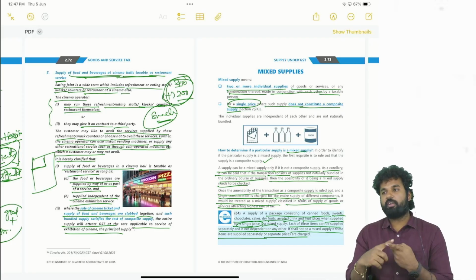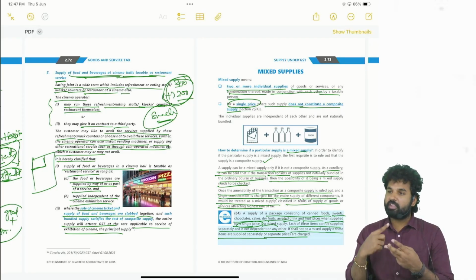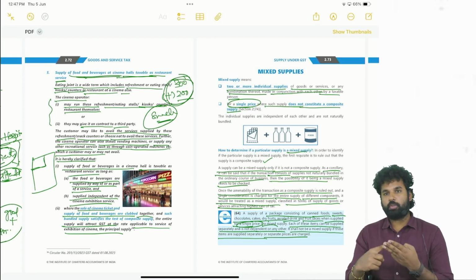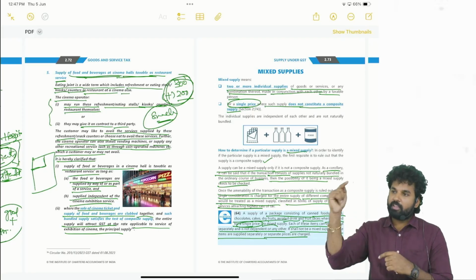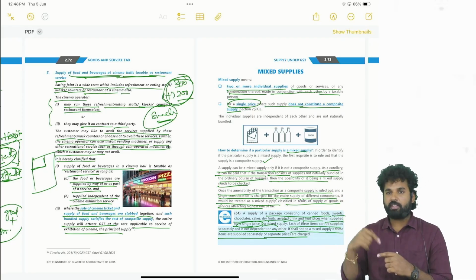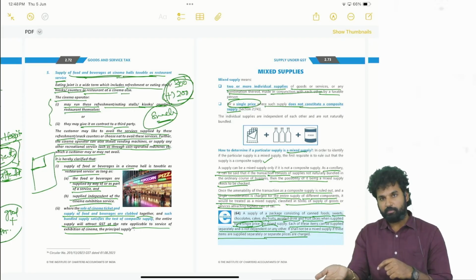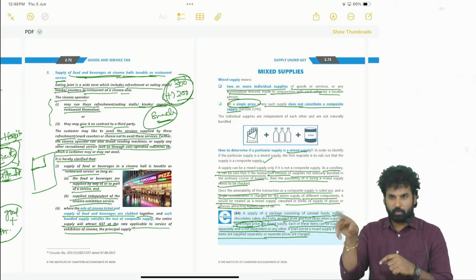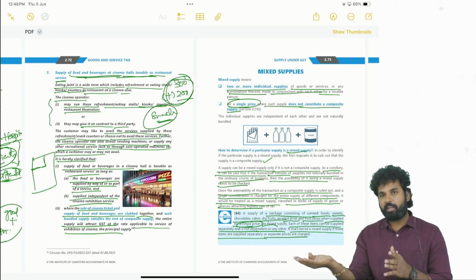First, we need to check whether it is naturally bundled or not. In general trade parlance, how it is given, how it is delivered, how it is expected by the recipient of services or goods, and how it is accepted. If all these conditions are met and it is given at a single price, and one is a main supply and the other is an ancillary supply, such that without the main supply the ancillary supply cannot be given, then it will be treated as a composite supply. Otherwise, it will be treated as a mixed supply.